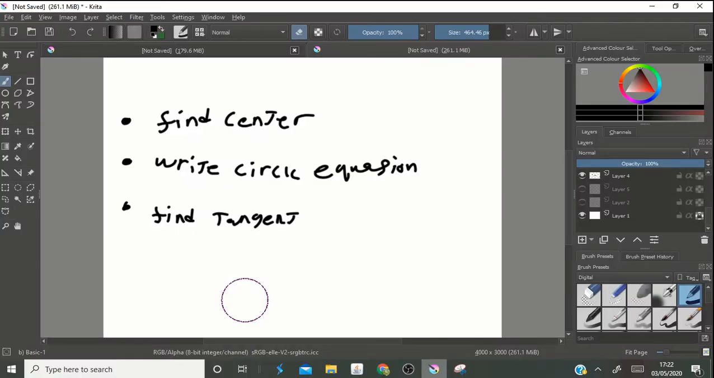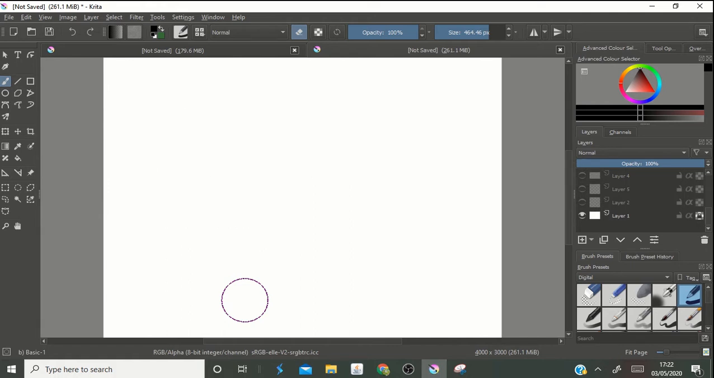And today we'll be looking at how to find the centre of a circle, writing the circle equation, and how to find the tangent to a point on a circle. So first, let's go to finding the centre of a circle.